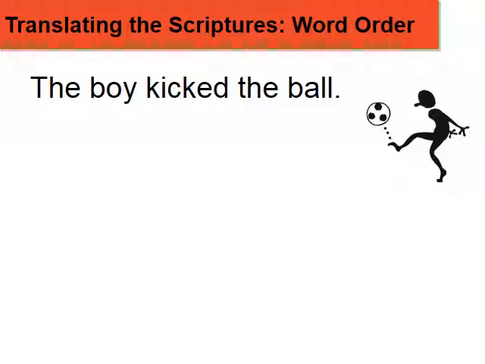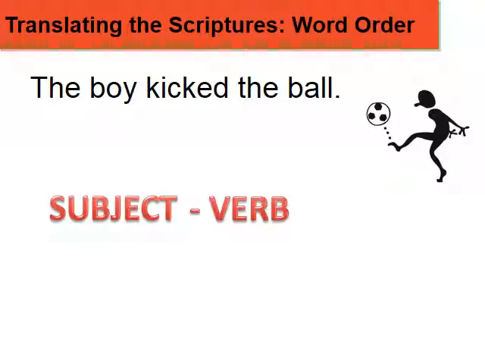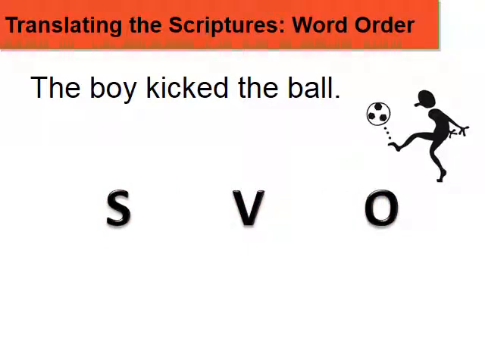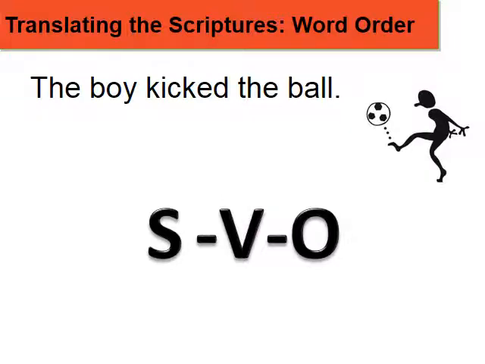For example, in English, the boy kicked the ball. The boy is the subject, kicked is the verb, and the ball is the object. This is the basic word order that English uses. First, we say the subject, then the verb, and then the object. We can represent the subject, verb, and object with the letters S, V, and O. So, we can call English an SVO language.